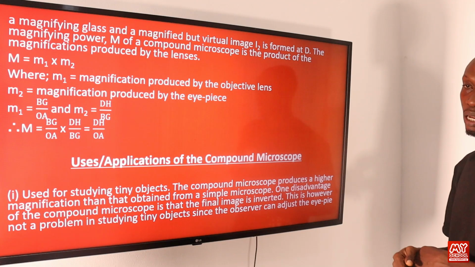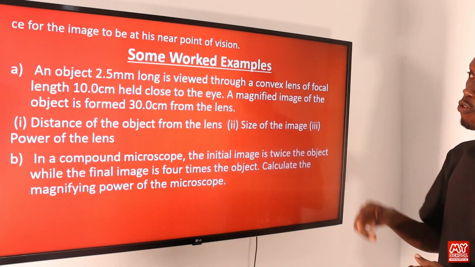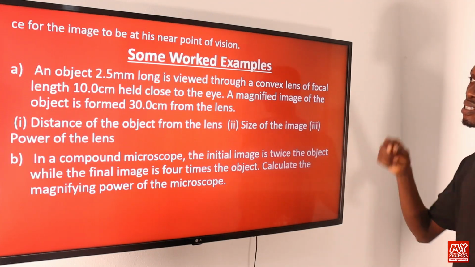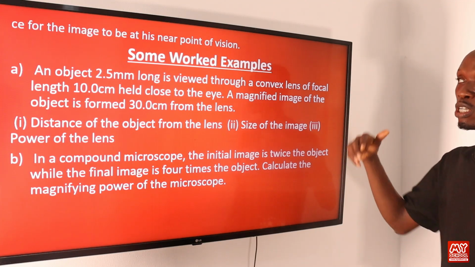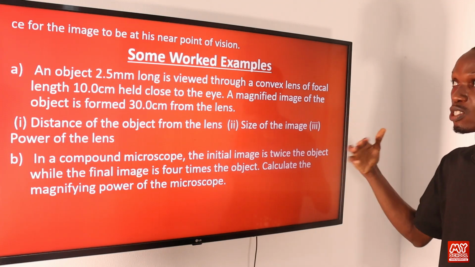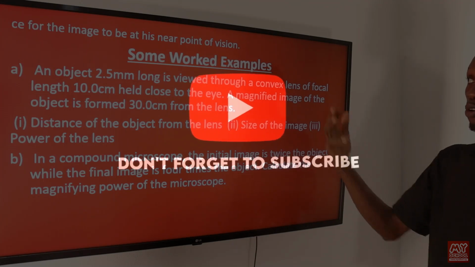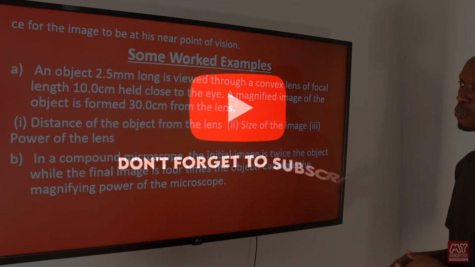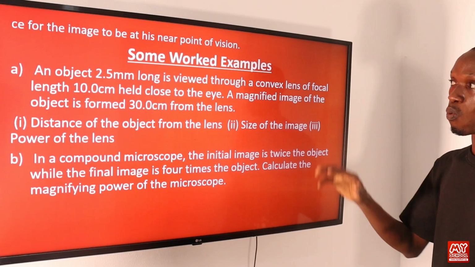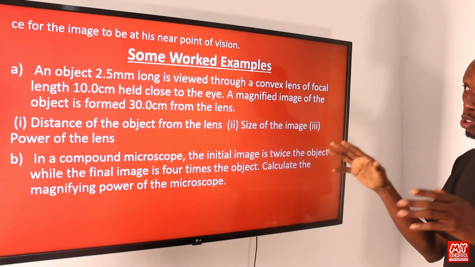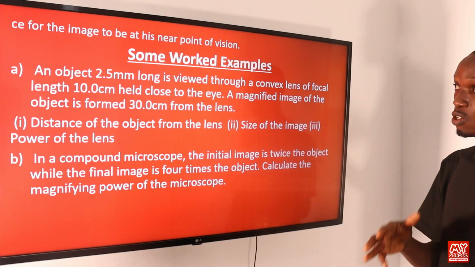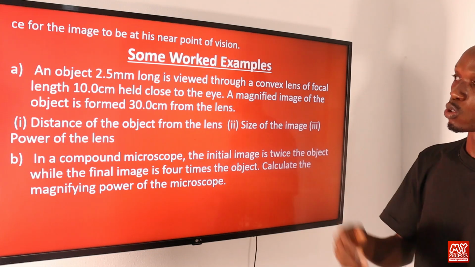Let's move to the next slide. For the image to be at its near point of vision. In the subsequent lessons, as the lesson progresses, we will get to know the meaning of near point of vision. Okay, so below are some problems for us to put into practice the formulas that we have seen. So let's begin with question 1.